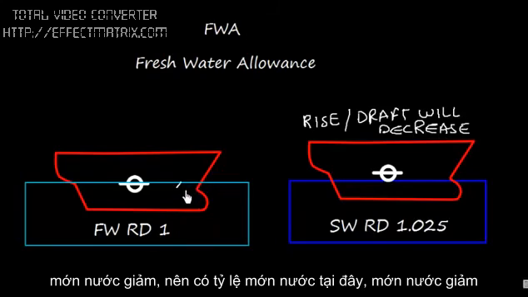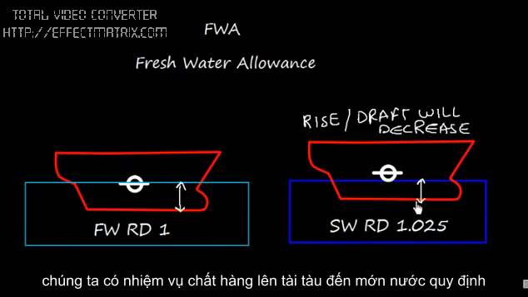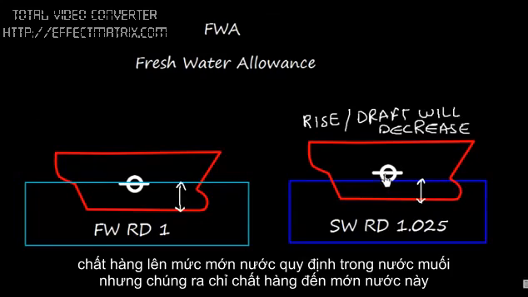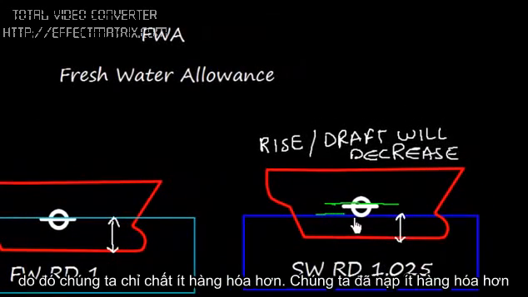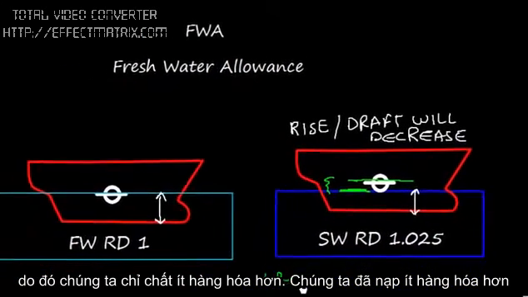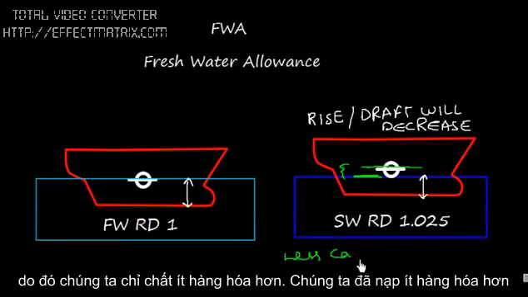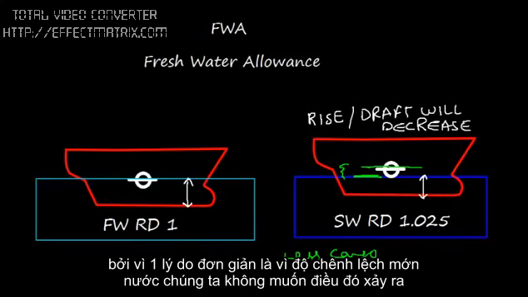Let me mark the draft. This portion is the draft. Here the draft is decreased. As per the load line, we are supposed to load up to this level in salt water, but we have loaded only up to this level. That means we have loaded less cargo, which simply means that there is a loss of earning. We don't want that. So what do we have to do?